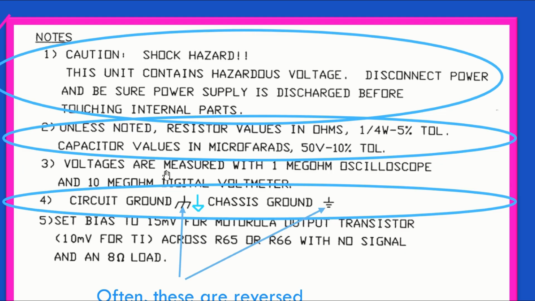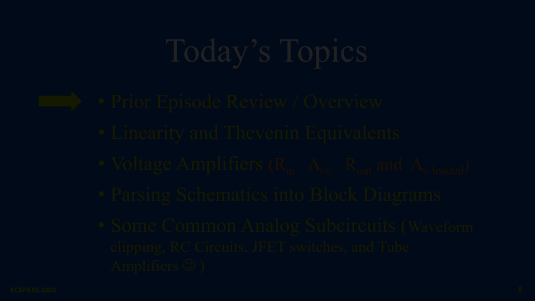Note 3 here I'm not really concerned about in today's episode, but note 4 is important. They show circuit grounds with this symbol. And that's often used as a chassis ground, which they use this symbol for. So these are often reversed. I will also use this symbol for ground, and it's the same ground as the one next to it here. So anytime you see either of these two symbols, that means it's connected to ground.